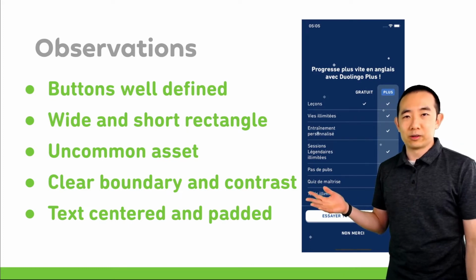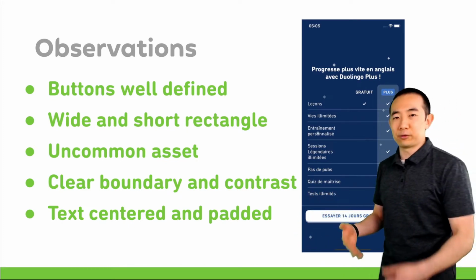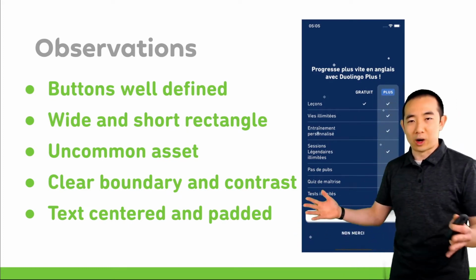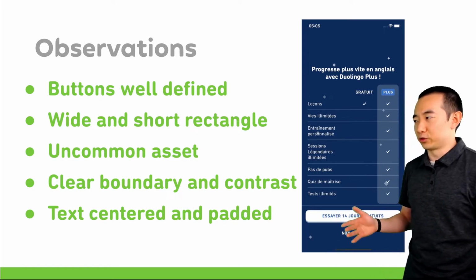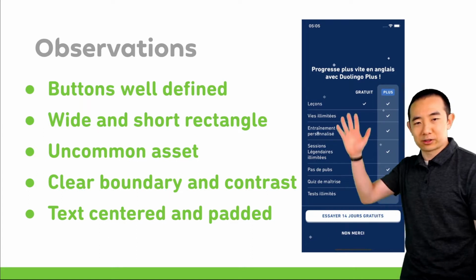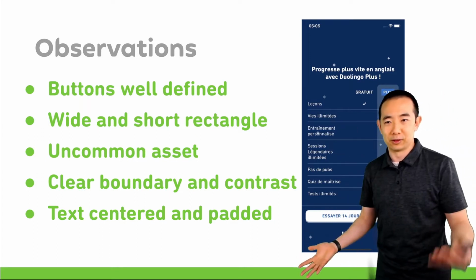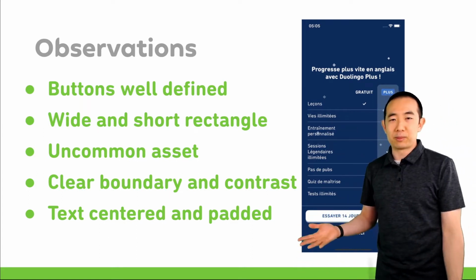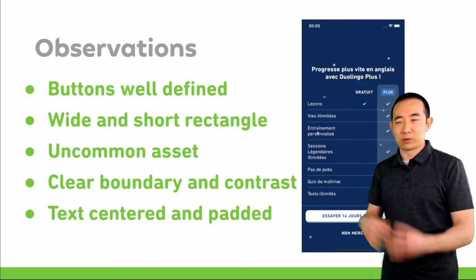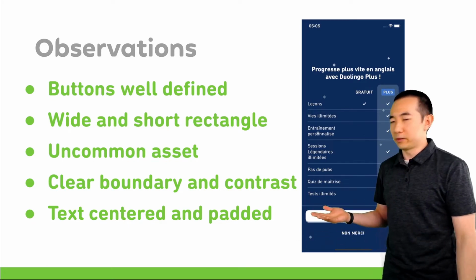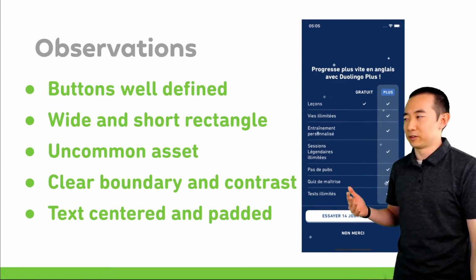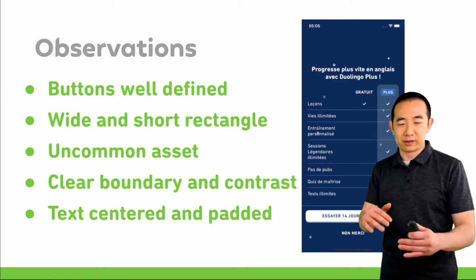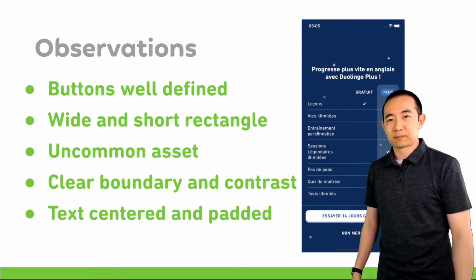Let's consider what a button actually is, though. It's a well-defined thing. It's a wide and skinny rectangle. It is uncommon on the screen in that there's usually one, maybe two buttons on a screen. It's not a screen that's completely full of buttons, usually. There is a clear boundary around the edge of the button and the rest of the screen. And there's text inside that's centered and padded. And what that means is there is blank space between the text and the edge of the button.